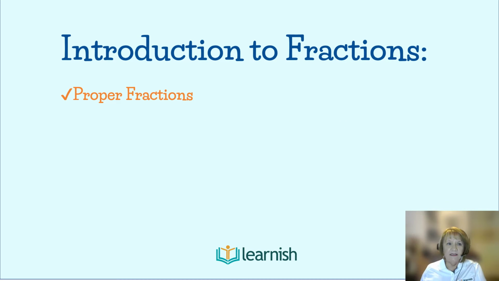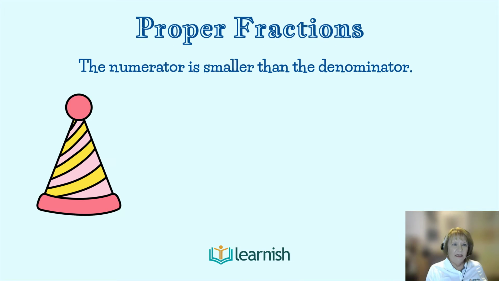Now let's take a look at proper fractions. In order for a fraction to be a proper fraction, the numerator should be smaller than the denominator. So the numerator in this case is 1, the denominator 2. The numerator is smaller, the denominator is the larger number, so that's a proper fraction.